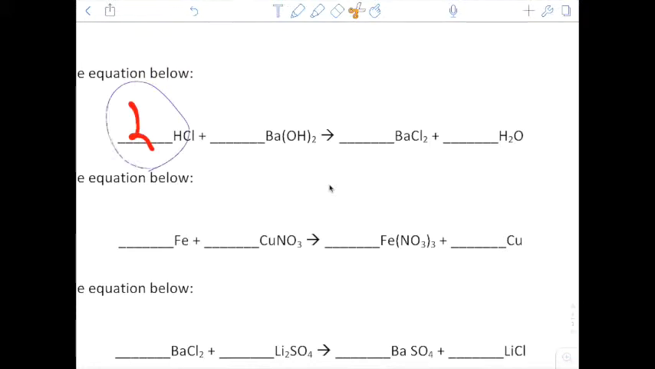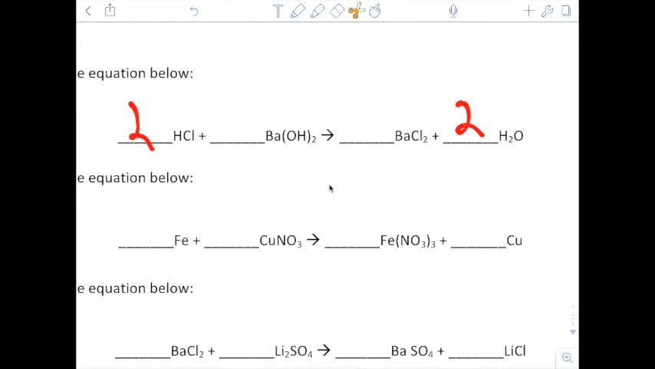So we have 2 hydrogens right there, and remember that this 2 is going to distribute within that parentheses, so we have 2 hydrogens there for a total of 4. On our product side, we only have 2. So how do we balance it? We put a 2 right there. Now we have our 2 hydrogens plus 2 hydrogens is 4. And then 2 times 2 is 4. So our hydrogens are balanced.